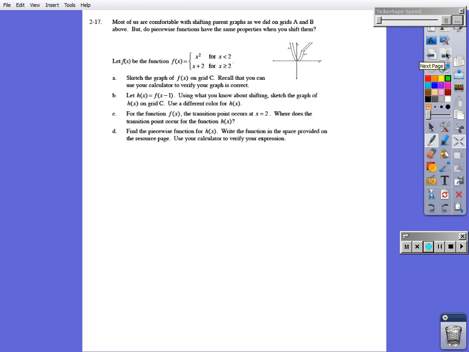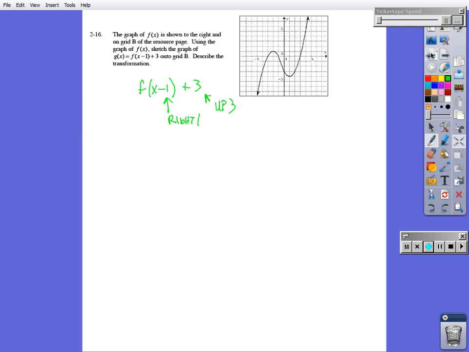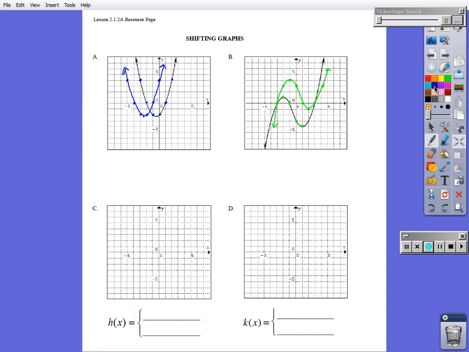Most of us are comfortable when shifting parent graphs as we did on A and B, which is review of algebra 2. But do piecewise functions have the same properties? Absolutely, when you shift them. So sketch your graph of f of x on grid C. Here they're giving us a piecewise function: x squared when x is less than 2, and x plus 2 when x is greater than or equal to 2. So let me go back here to grid C.